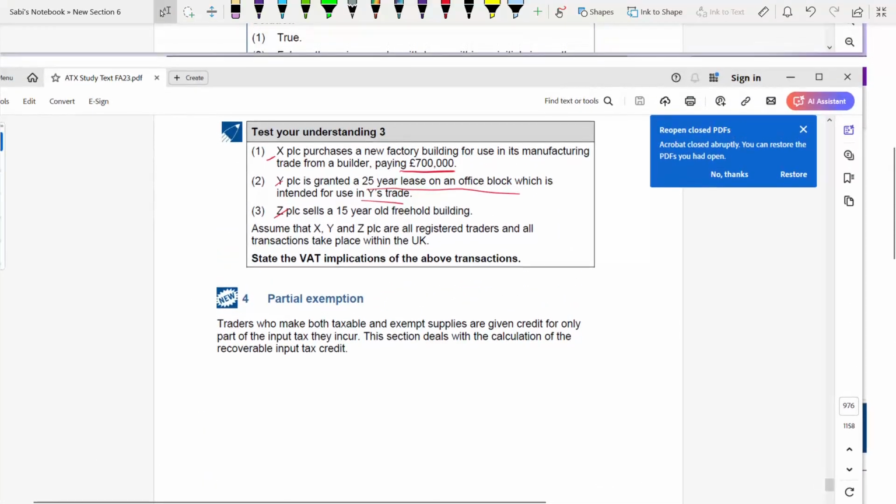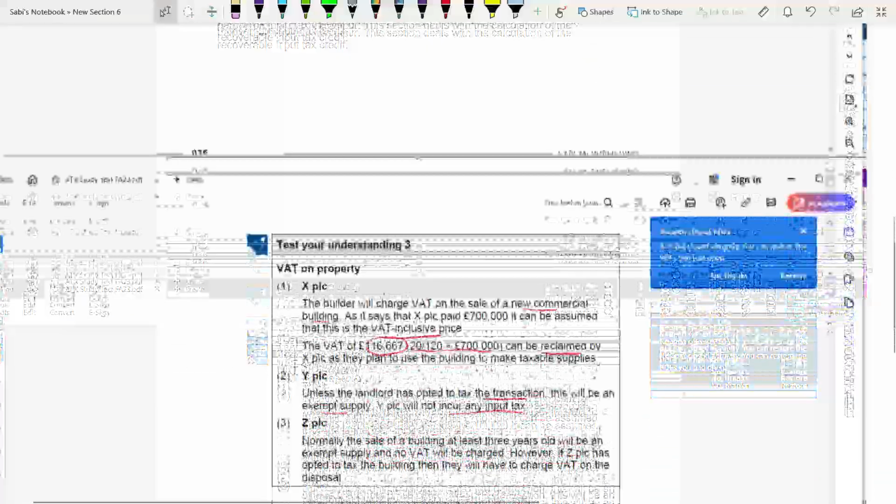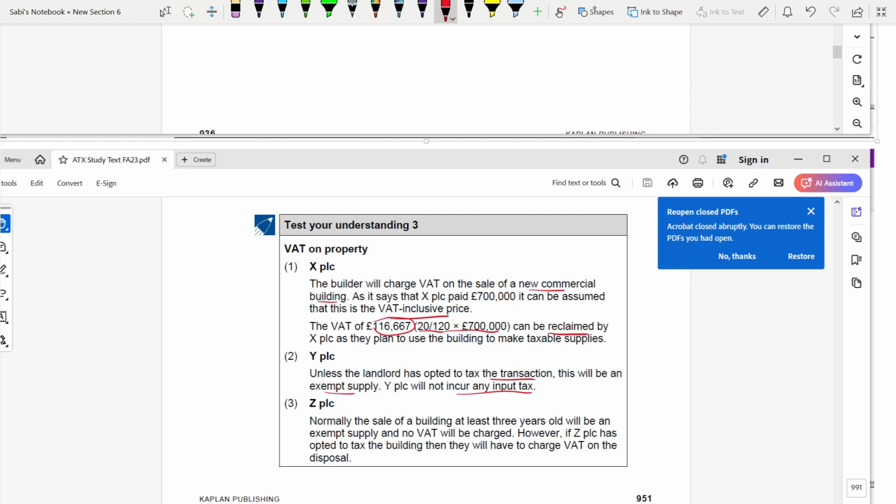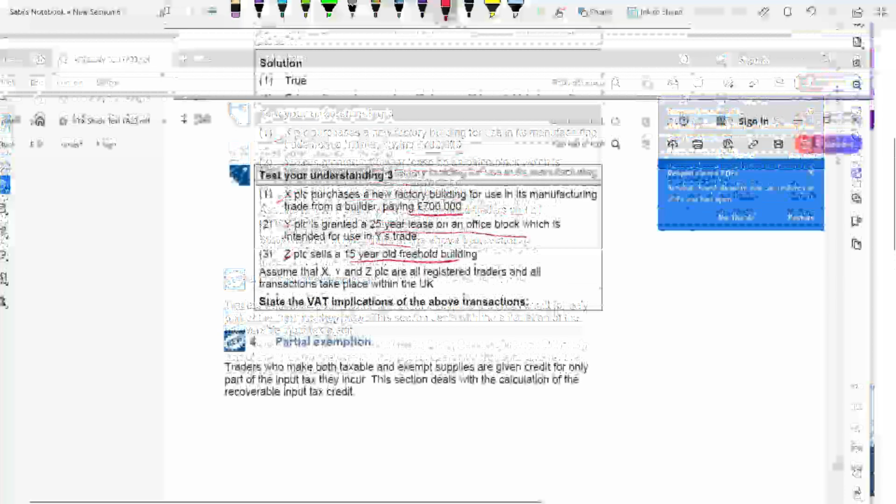Coming to Z, sells a 15-year-old freehold building. So normally, the sale of a building at least 3 years old will be an exempt supply and no VAT will be charged. However, if they opted to tax the building, they will have to charge VAT on the disposal.